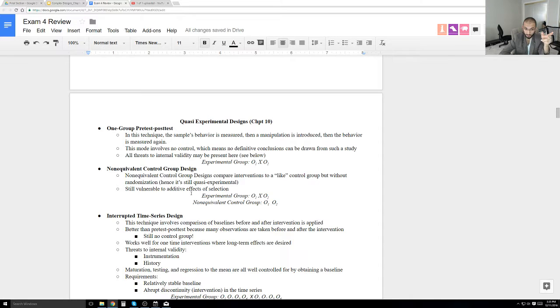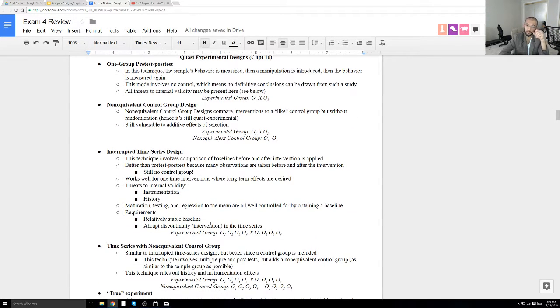Non-equivalent control group design introduces a non-equivalent control group, and it's the same in all other regards, but we add a similar control group. Non-equivalent, but similar. Now, we still don't have randomization, so it's still a quasi-experimental design, and it's still vulnerable to the additive effect of selection, which we'll speak about a bit later.